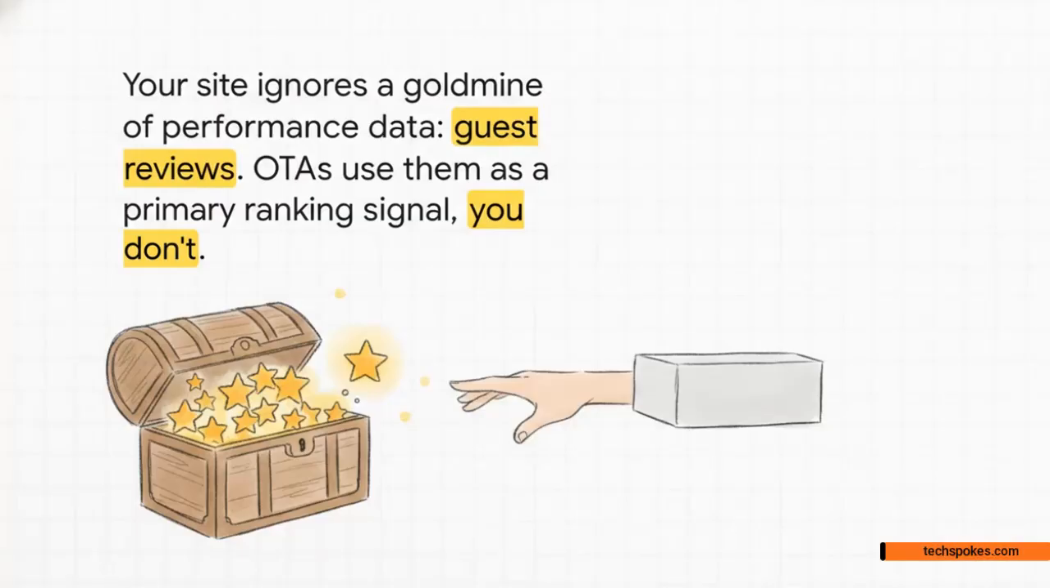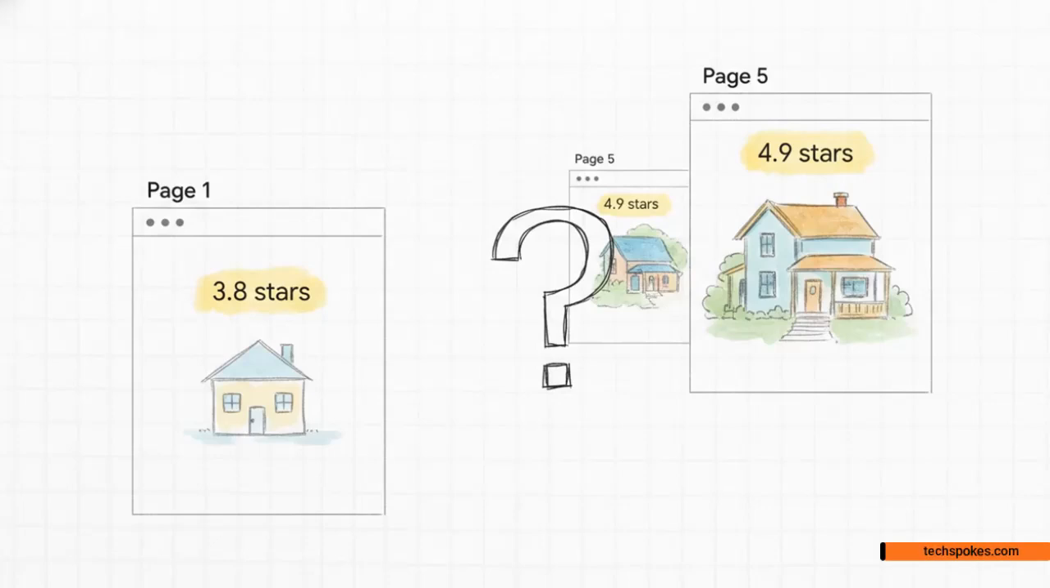All right, the third cost. This one is all about the fact that you are sitting on a gold mine of performance data that is being completely and totally ignored. And I'm talking, of course, about guest reviews. The data on this is just crystal clear. Properties with better reviews, they book more often and they earn more money.